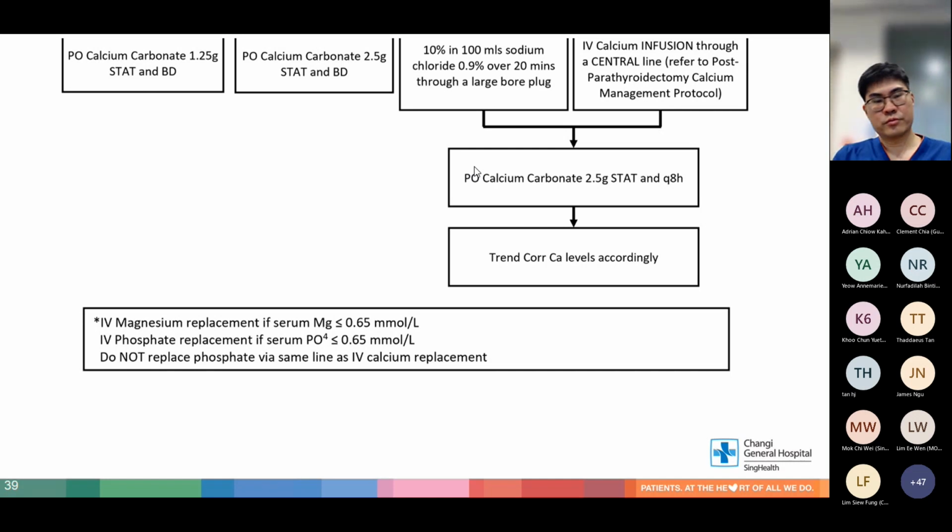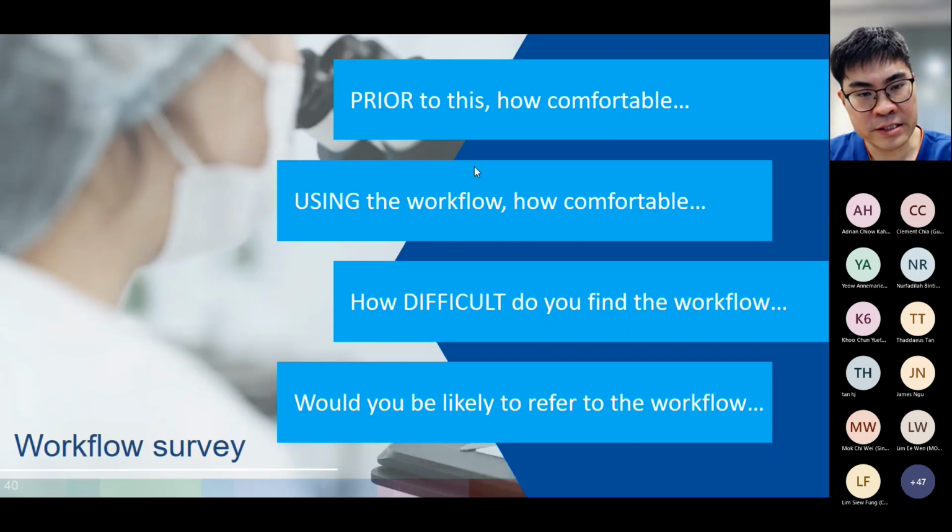So we've made the workflow, and obviously because I'm biased, I created a workflow. I would say that this is the best workflow in the whole world. So what we actually did was we opened it up as a survey to the junior staff. I may think it's good, but they are the ones who are using it. They are in a better place to give input on this workflow.